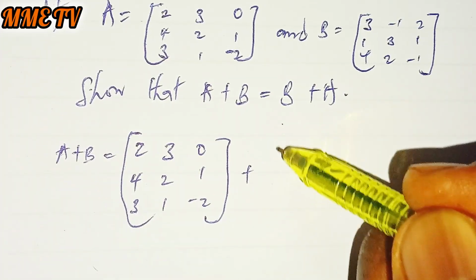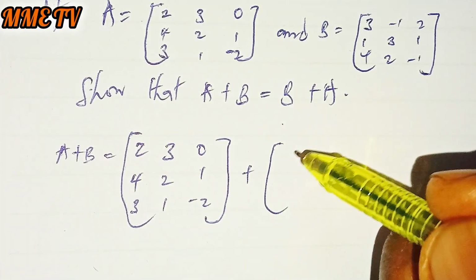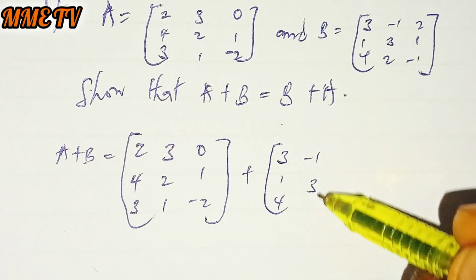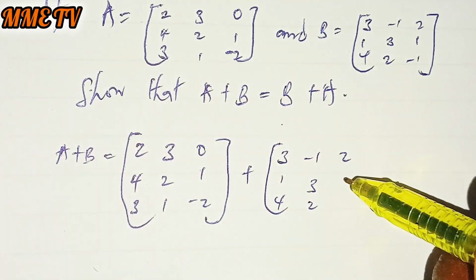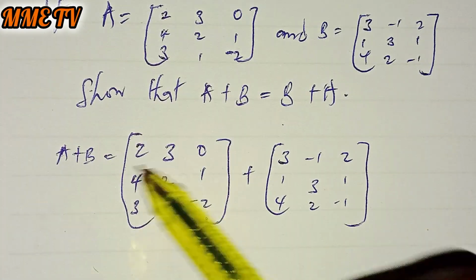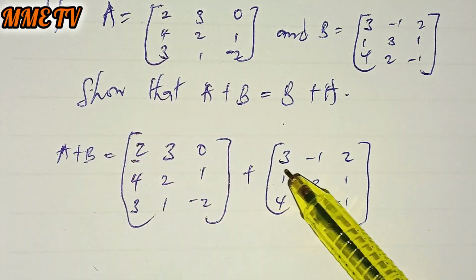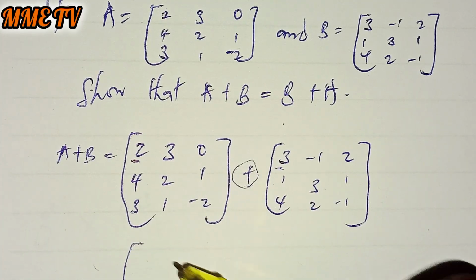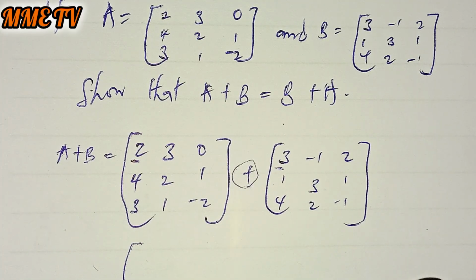Okay, I'm done with the first. Then I'm writing the second, which is 314 minus 132, and then 2, 1 minus 1. Okay, so now let's add together. So 2 plus 3.